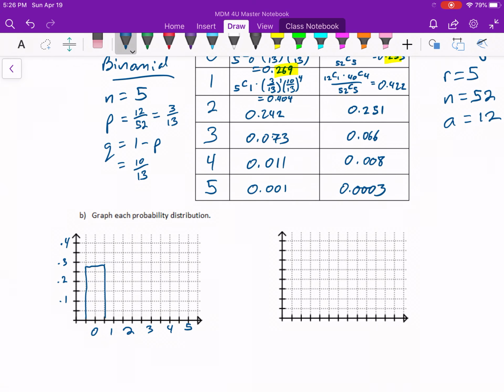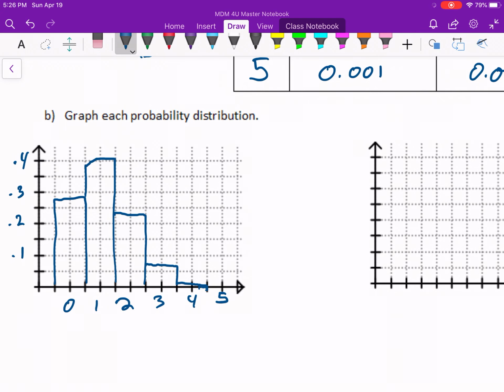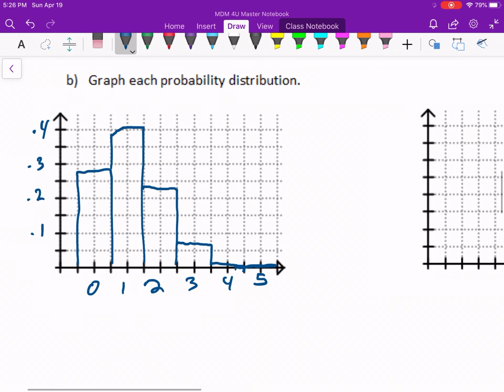So this next one goes up to about slightly above 0.4, 0.24, 0.73, 0.11, and then basically the last bar is just going to be indistinguishable from that x-axis. So here is the distribution for binomial. I'll label that in a second, but this is the binomial distribution histogram.